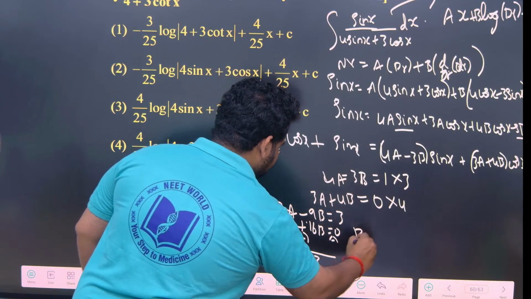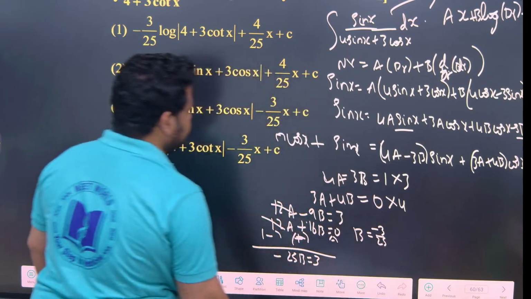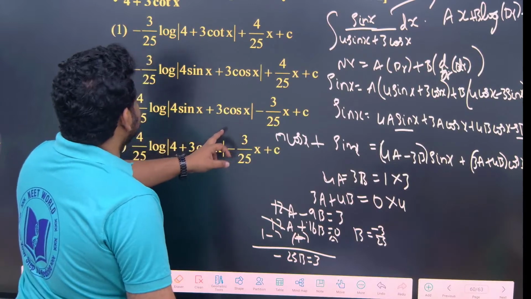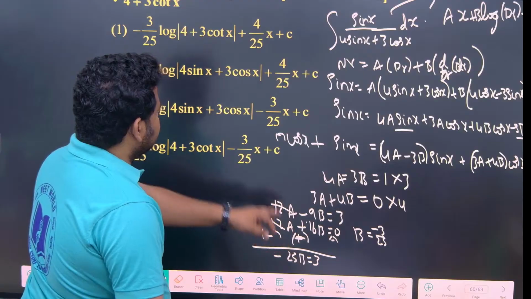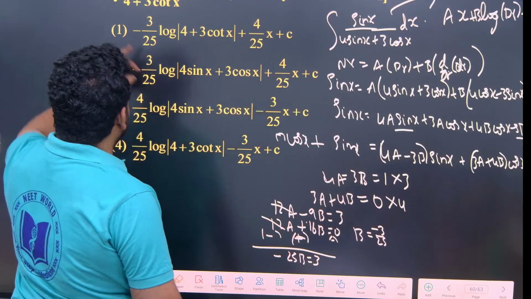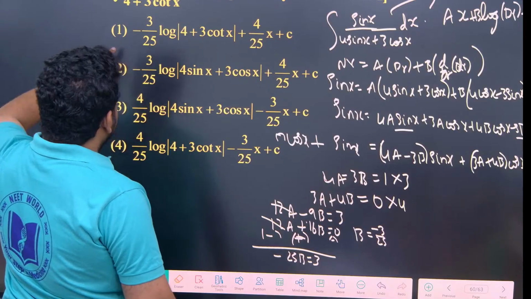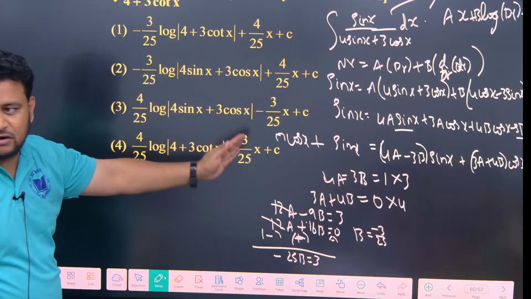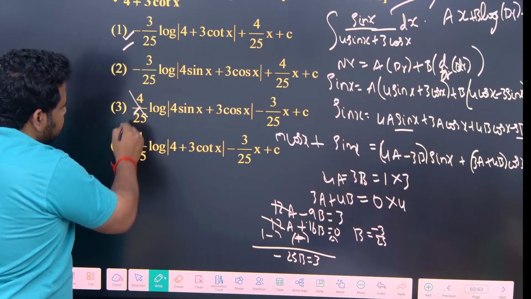So b is equal to minus 3 by 25. Which option is there? The first option, A. We got b. This is given like this, ax plus b log x. The b value we got is minus 3 by 25. Only these two options are there, so leave the other two options.